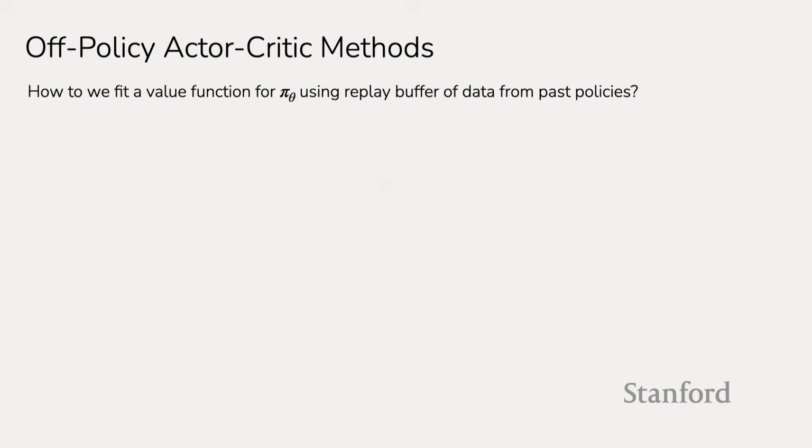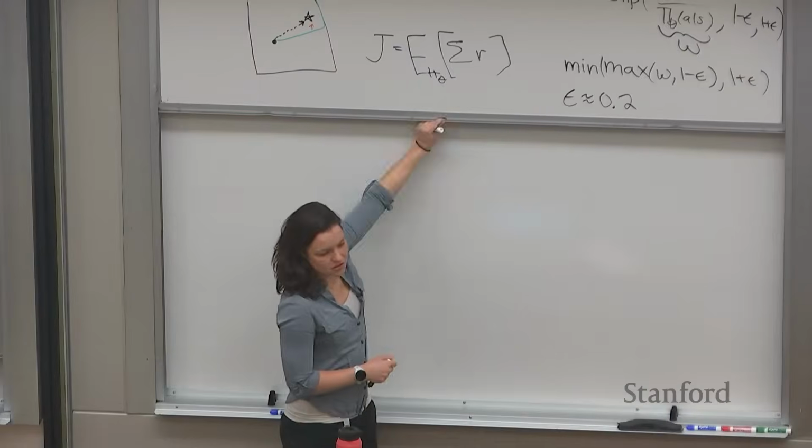And we have this key question of how do we fit a value function for our current policy using a replay buffer of data from past policies. So one idea here is, instead of trying to fit V, what if we try to fit Q instead of V?